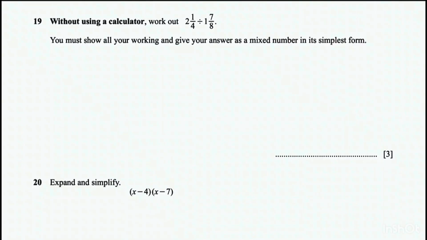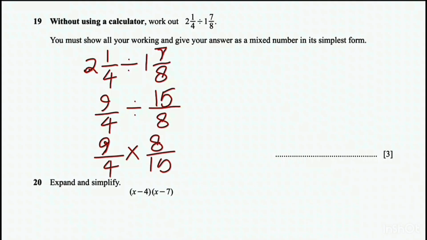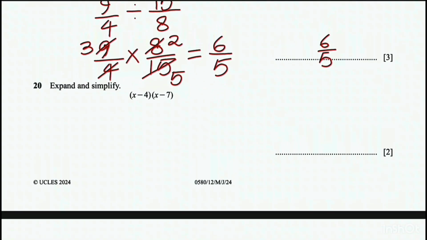Here it is said that without using a calculator, work out 2 whole 1 by 4 divided by 1 whole 7 by 8. It's a division, so we have to convert them into improper fractions. 4 multiplied by 2, 8 plus 1, 9 by 4. And second is 8 ones are 8 plus 7, 15 by 8. Now it is 9 by 4, and we convert division into multiplication, and the fraction inverse becomes 8 by 15. 4 cancels 8 by 2. 3 cancels 9 by 3, and 3 cancels 15 by 5. So 6 by 5 can also be transformed into a mixed fraction. That would be better.